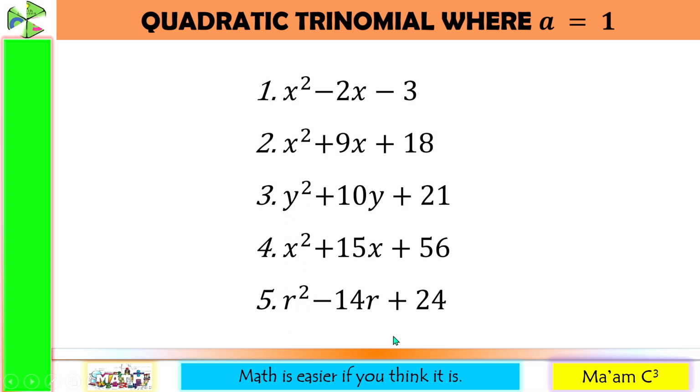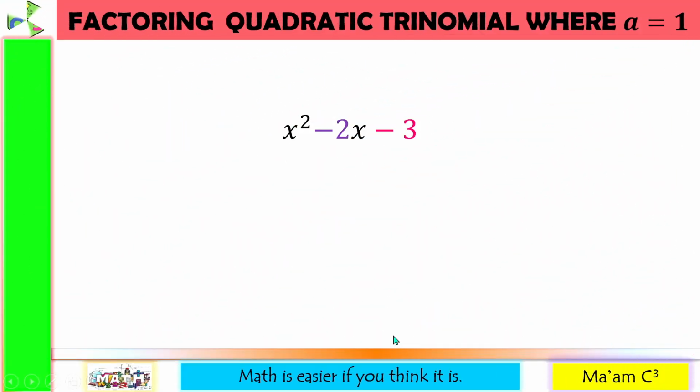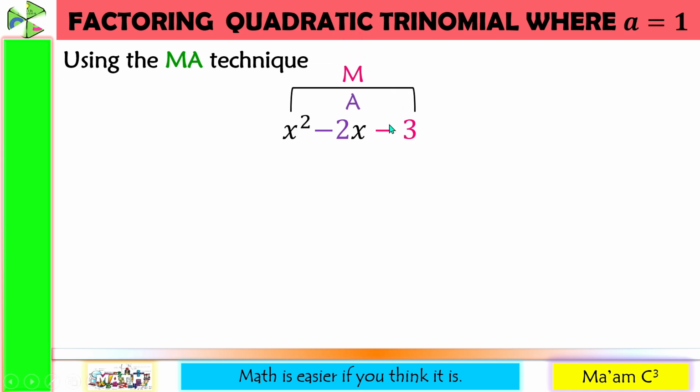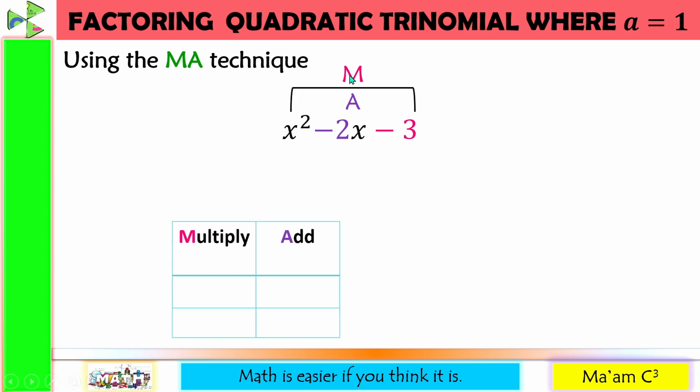How do we factor a quadratic trinomial where a is equal to 1? I'm going to teach you two techniques. First, I'll start with the MA technique. Let me write my M and A here. Notice the colors. It has a relationship. So I'll create first my table. M stands for multiply, while A stands for add. Under M, I'm going to choose this number. They are of the same color, so I'll put negative 3 here. And under A, add, same color with negative 2, so I'll put negative 2 here.